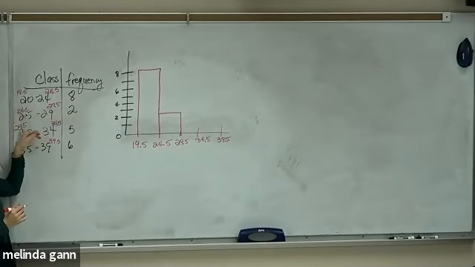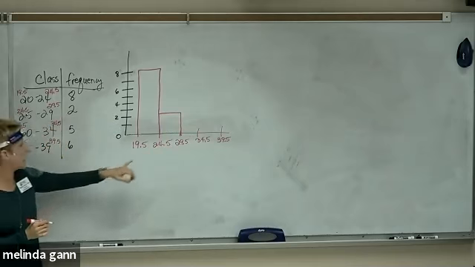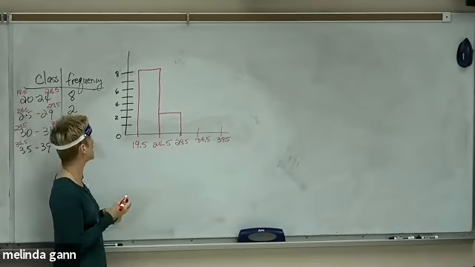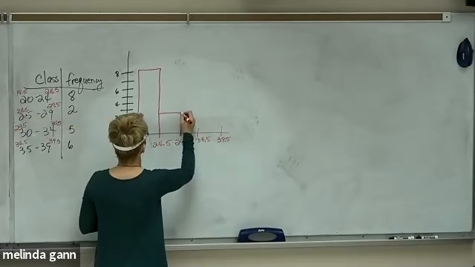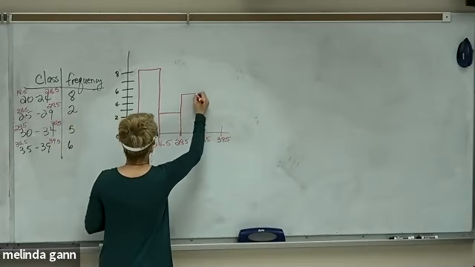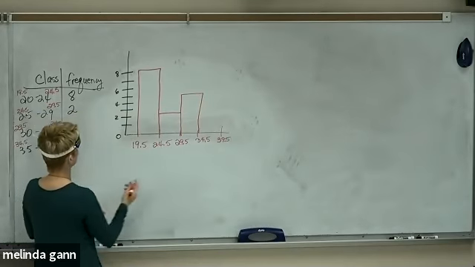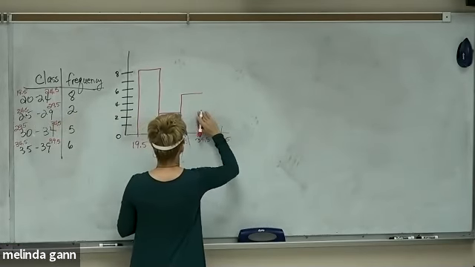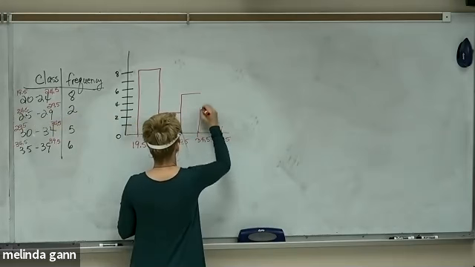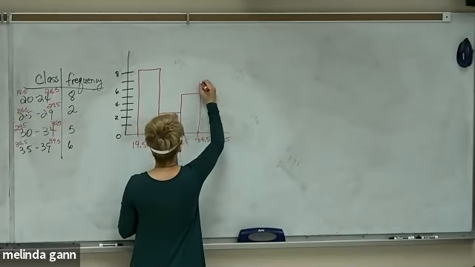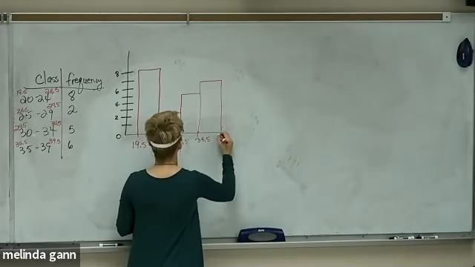Now the third class is from 29.5 to 34.5. See, 29.5 to 34.5. How tall does that one go up to? 5. And what about my last one? What does that go up to? 6. That's a sad looking segment, isn't it? That's a histogram.